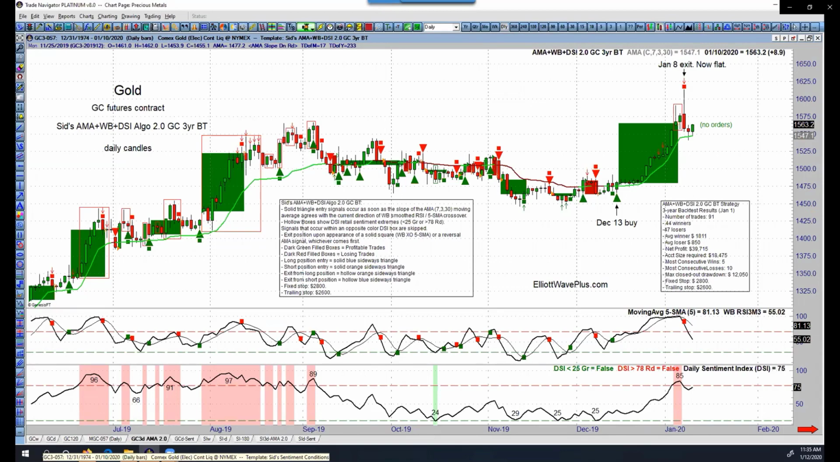My algo in gold was long, moving into that spike to the upside, and suggested getting out of that trade as soon as it spiked and reversed in the same day. And it had a nice profitable trade. That's the momentum algo for premium plan subscribers.